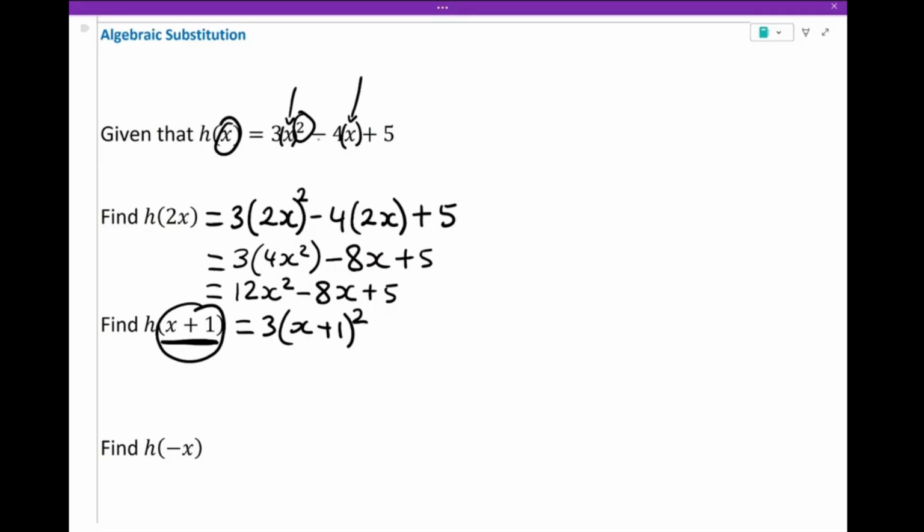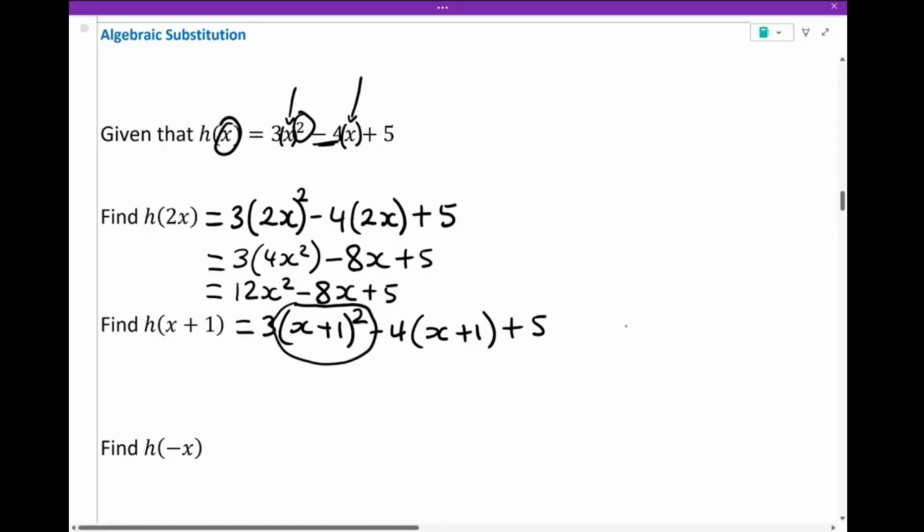Then next we've got our negative 4, and then open brackets. Then I'm going to put the x plus 1 into my bracket. And then we've got the plus 5 at the end. So that would be my function h of x plus 1. Now, once again, we should probably simplify. To get that process started, I need to expand x plus 1 to the power of 2. Remember, x plus 1 to the power of 2 means x plus 1 times x plus 1, because you are squaring what's in the brackets, you are multiplying it by itself.